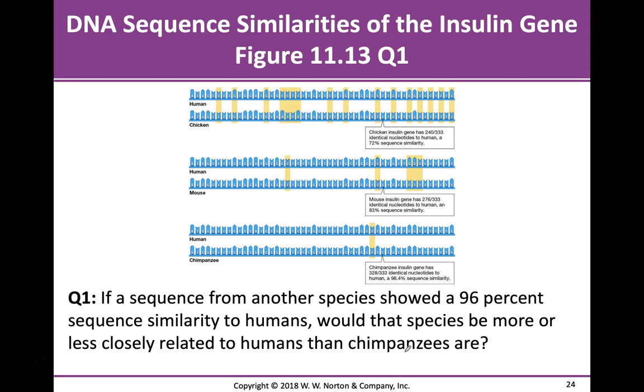Okay. So here the question is: if you found a species which has 96% similarity, will you say that it's more or less similar to humans versus chimpanzee? Human and chimpanzee, if you remember, have 98.4% similarity. So if you found an organism with 96% similarity with humans, are you going to say this species is more similar, or that chimpanzee and humans are more closely related? Of course, 98.4% is more than 96%, which indicates that humans and chimpanzees are more closely related versus humans and this species right here.